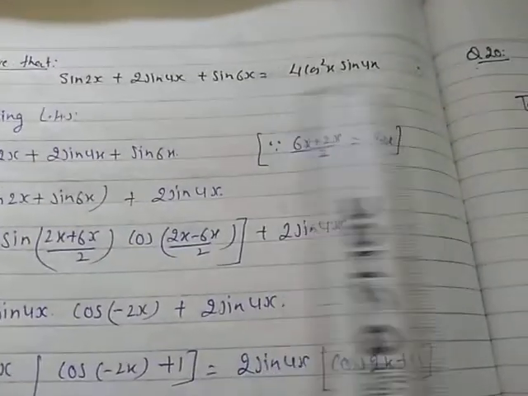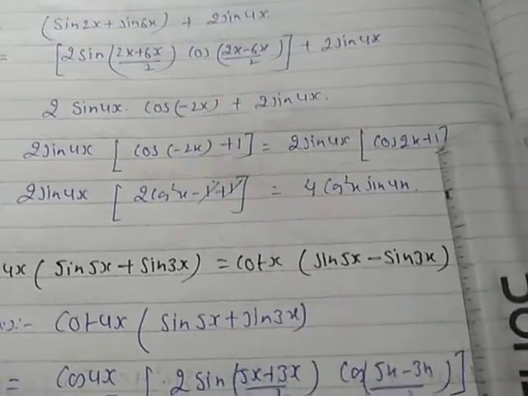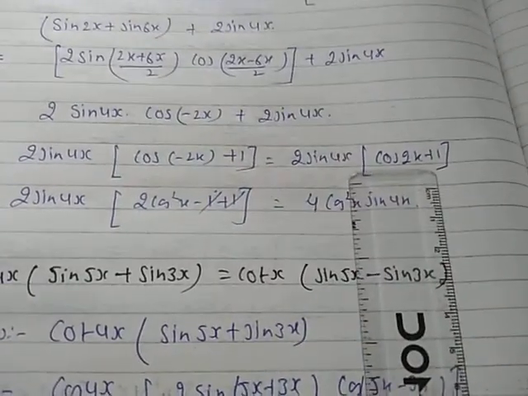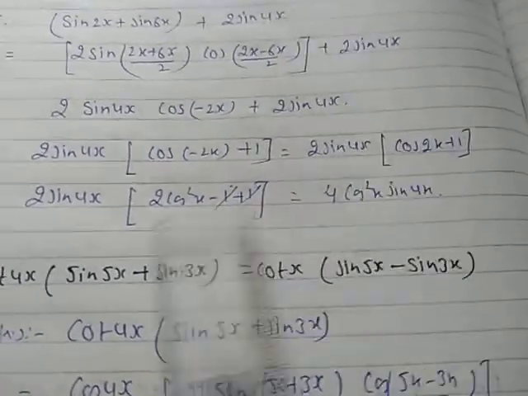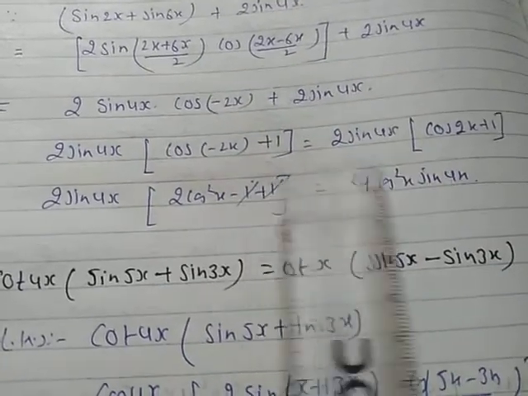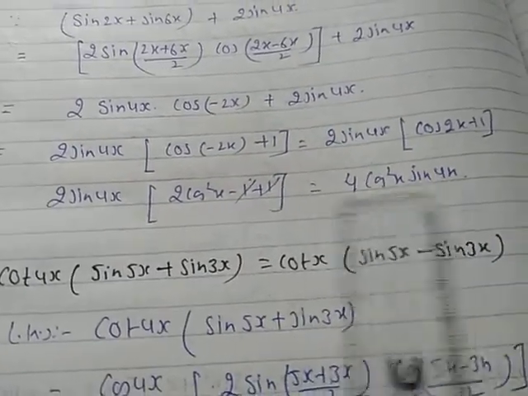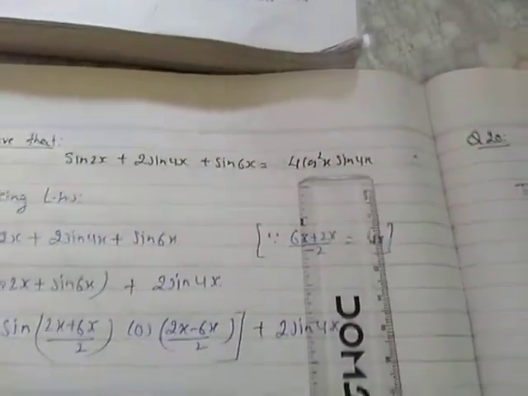Now we need to prove 4 cos square x sin 4x. That means here 1 is not there, but in this factor 1 is there. What we have to do? We have to take the formula of cos 2x where 1 is in minus form, that formula is 2 cos square x minus 1, and plus 1. The 1 gets cancelled. You will get this value, and this is your RHS. Okay. Now, question number 15.